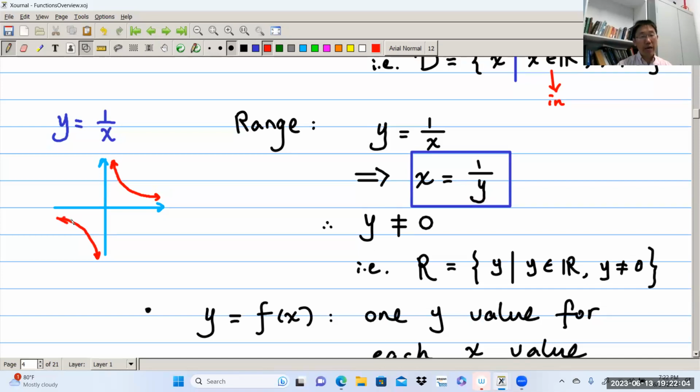As you can clearly see, x can take any value except what? Except 0 here. And also y, as you see, this curve shoots towards infinity and negative infinity. So y can also be any real number except 0 here.